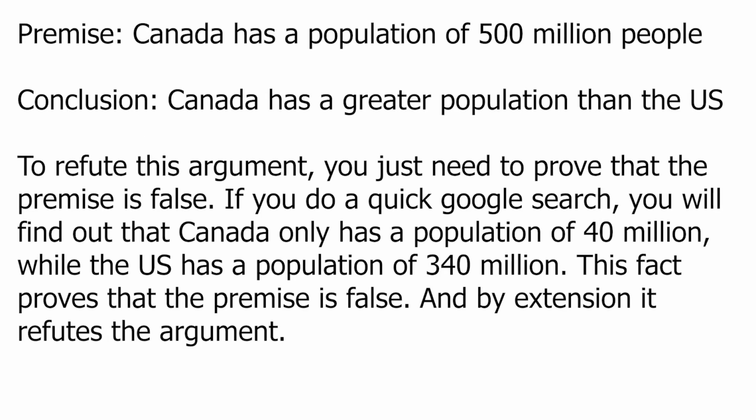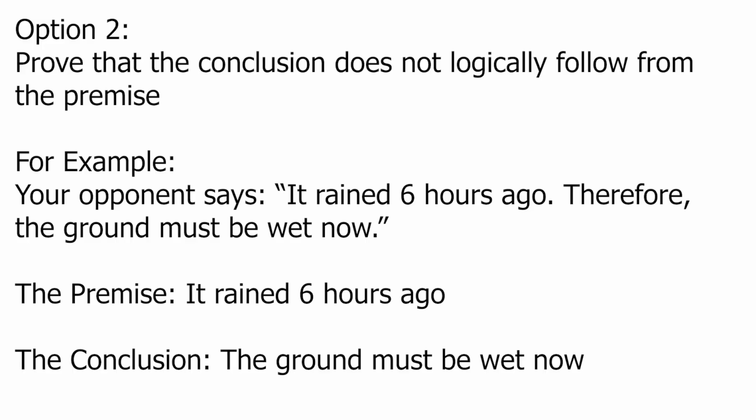To refute this argument, you just need to prove that the premise is false. If you do a quick Google search, you will find that Canada only has a population of 40 million, while the US has a population of 340 million. This fact proves that the premise is false, and by extension, it refutes the argument. So that's option one. Here is option two.